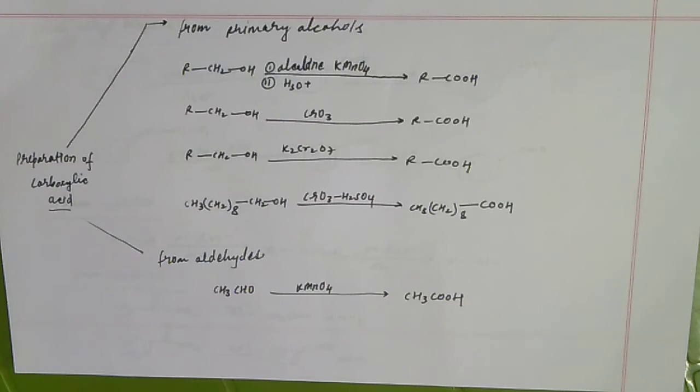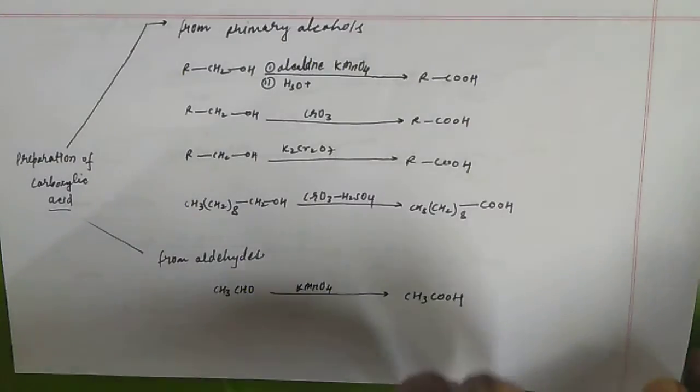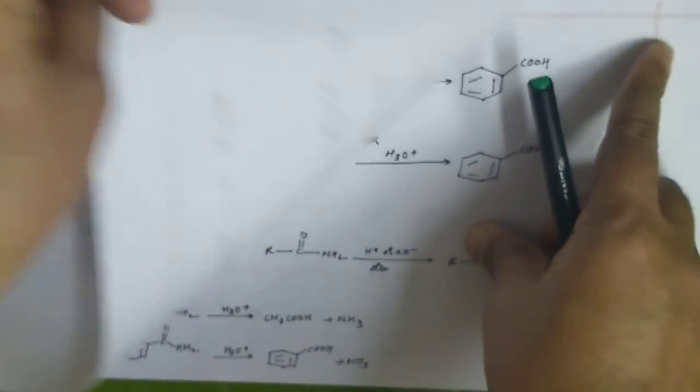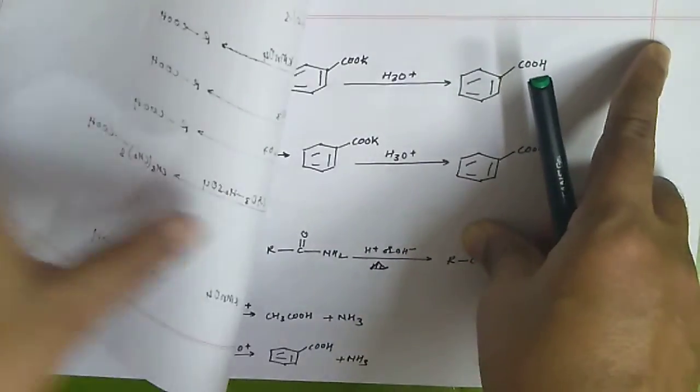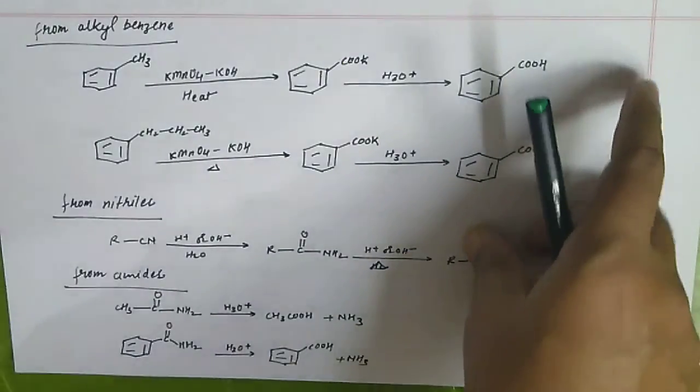Now from aldehydes: aldehydes are very easily converted into carboxylic acid with the help of any oxidizing agent you take. Now the next method is from alkyl benzene.